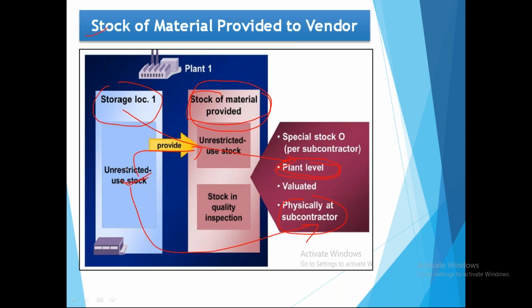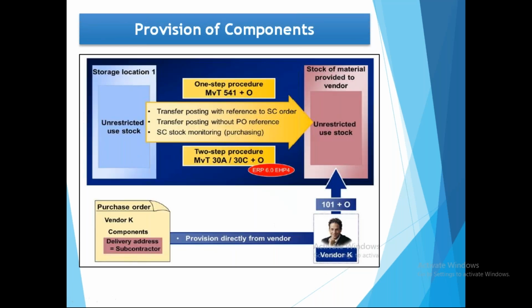So when you do this goods issue, they will move from storage location to plant level. I will show you that in the system. So this is what you will do. Provision of components. The stocks you will move from unrestricted use to stock provided to the vendor, which is at plant level. The movement type is 541O. Normally one step, and you have the two step also, but normally they will use one step, 541O. Okay, so let's do that.